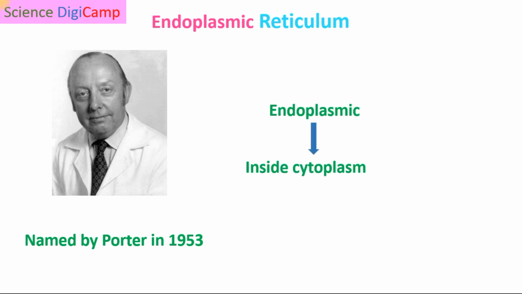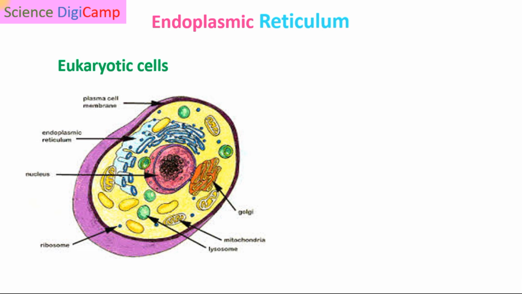Basically, endoplasmic means inside the cytoplasm, and reticulum is a Latin term. It means a fine network. So it looks like a fine network inside the cytoplasm. ER is present in all types of eukaryotic cells except erythrocytes. Erythrocytes are nothing but red blood cells. So except erythrocytes, ER is present in all types of eukaryotic cells.